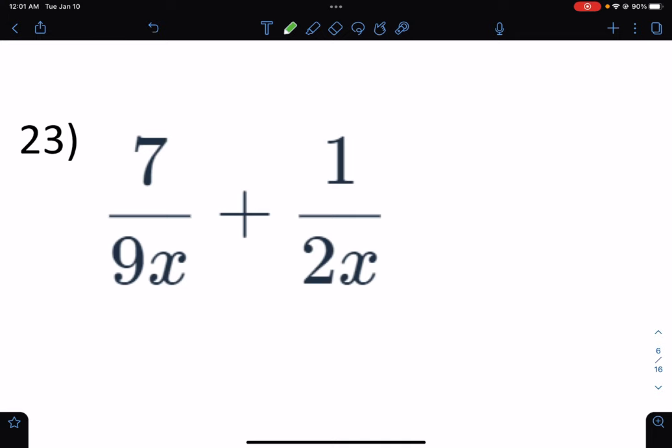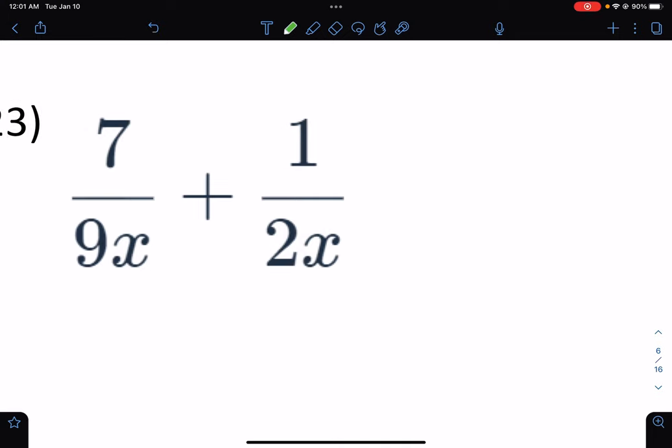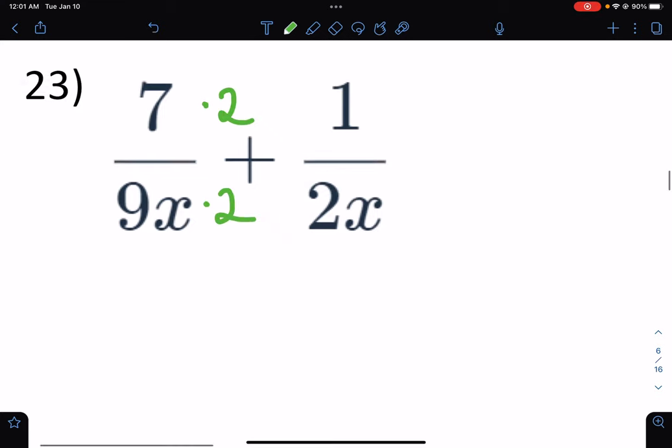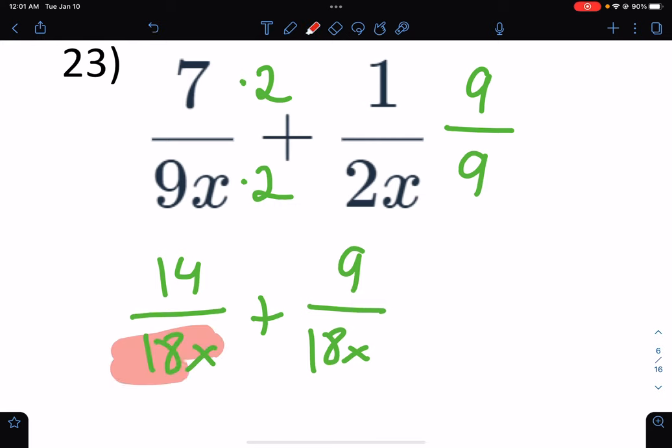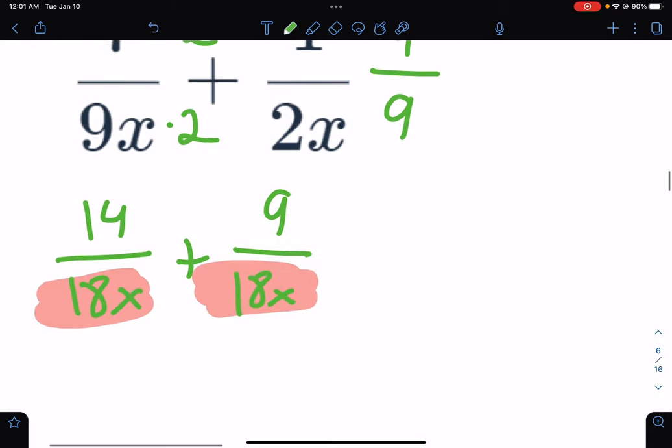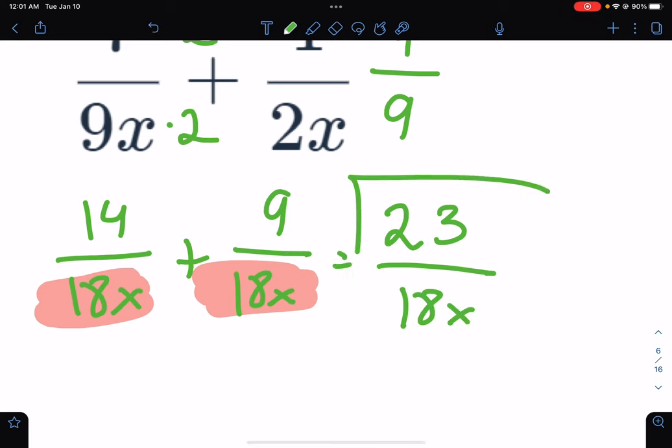The least common multiple here is going to be 18. All right, so if I multiply this first guy by 2 over 2, I get 14 over 18x. And if I multiply the second fraction by 9 over 9, I get 9 over 18x. So now I've got my common denominator, which is what I need. Then I can just combine like terms on the top, and I get 23 over 18x. And that would be my answer.